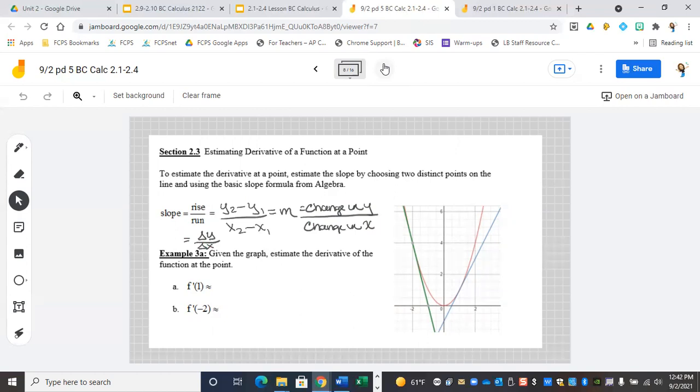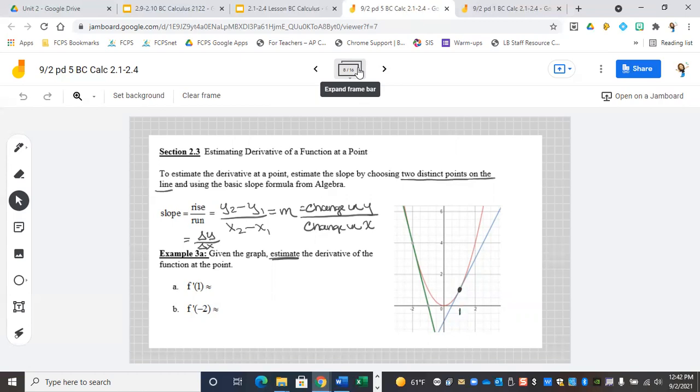So really, when you're taking a look at a graph, now I've sketched the tangent lines for you. If I want to approximate, and again, these are going to be estimations, the derivative of the function at each particular point, you're going to choose two distinct points on your tangent line. So find 2 points on your tangent line and then use that to find the slope. So for example, f prime of 1. So right here on the graph, here's my point where x equals 1. So I've already sketched the tangent line for you.